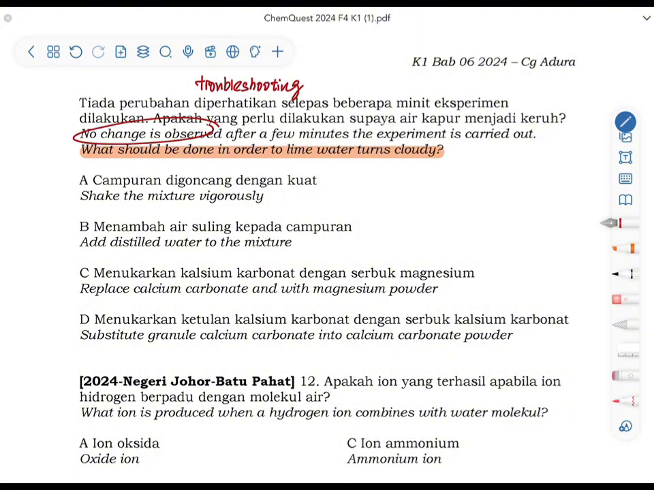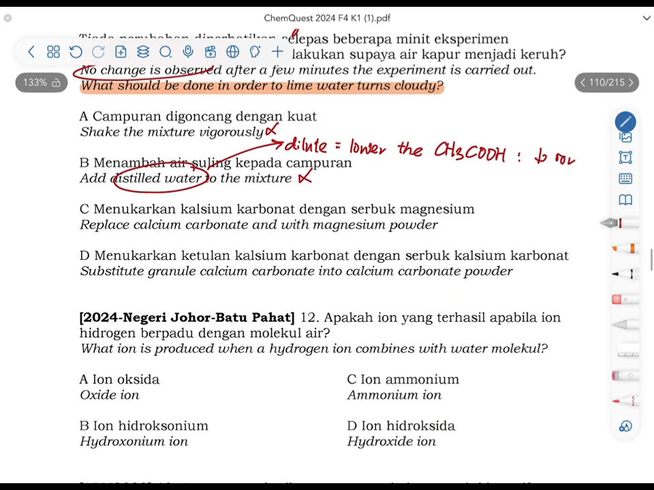A, shake the mixture vigorously. No. B, add distilled water to the mixture. If you add distilled water into the mixture, you are diluting, or lowering the concentration of the ethanoic acid, CH3COOH. So you are actually lowering the rate of reaction, so this is not a good choice. C, replace the calcium carbonate with magnesium powder.